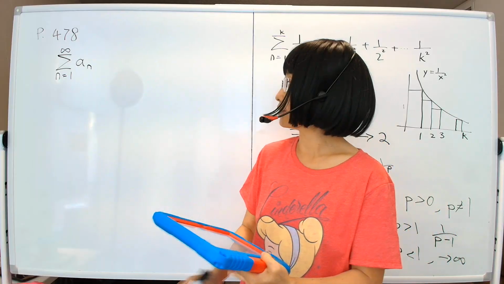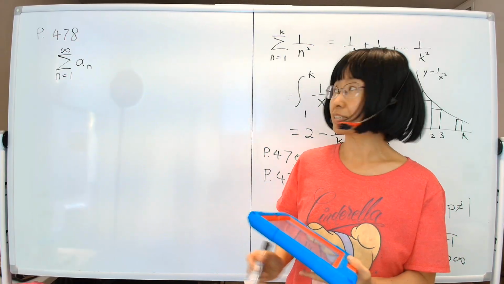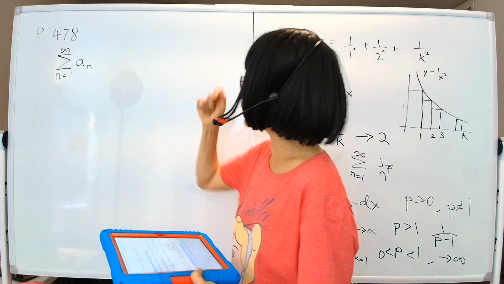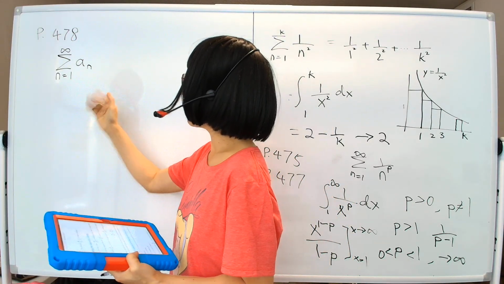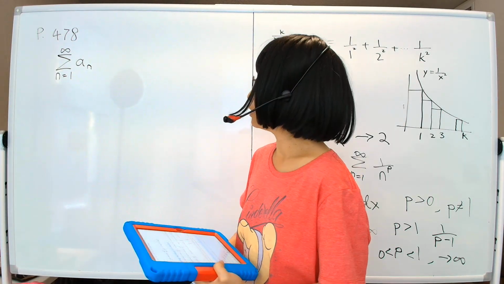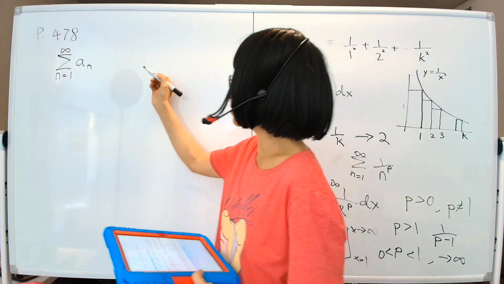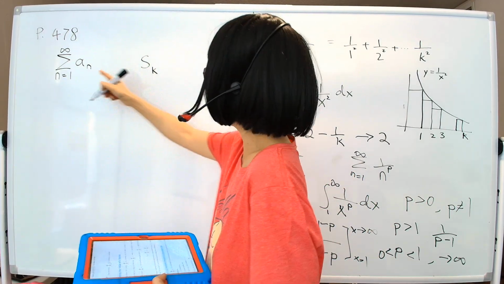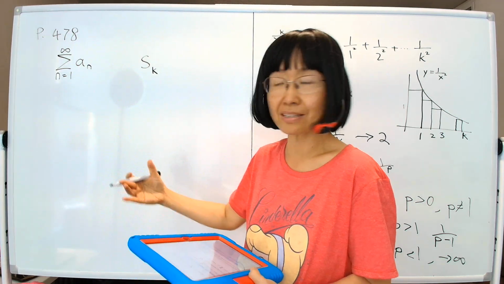Next, let's look at the remainder estimate. What that means is, let's say we have a convergent infinite series. How would we calculate the sum? The most direct way of calculating the sum is calculating S_k. That is, you add everything up to the kth term. Maybe k is 1,000 or something.